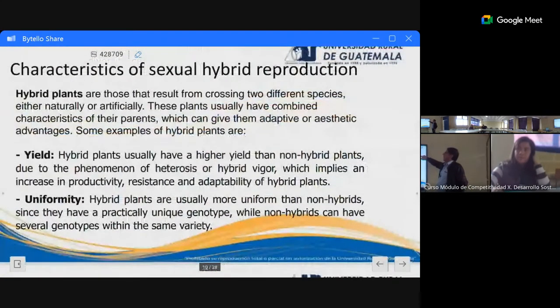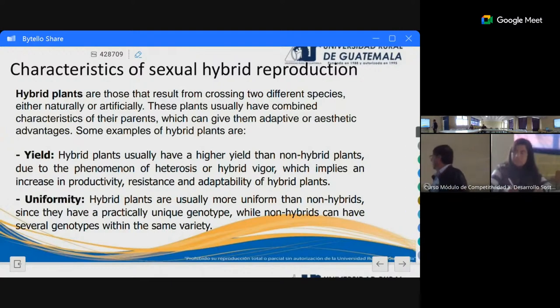Characteristics of sexual hybrid reproduction. Currently, around the world, there is this process to obtain a new plant. And this is a type of hybrid plants, those that result from crossing two different species, either naturally or artificially.